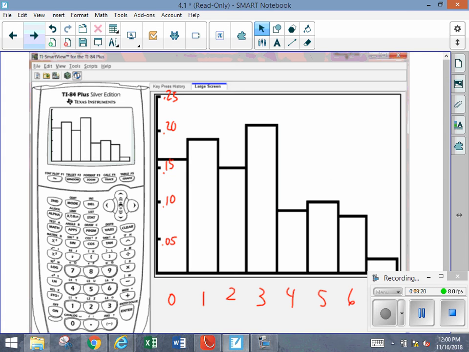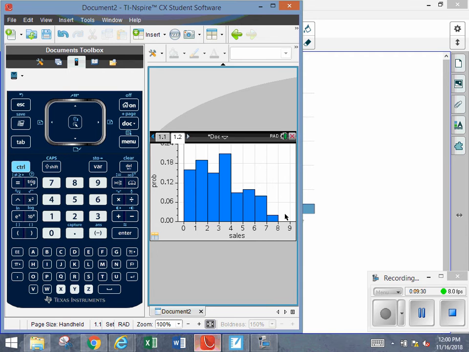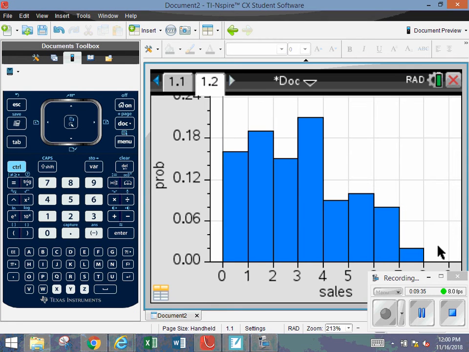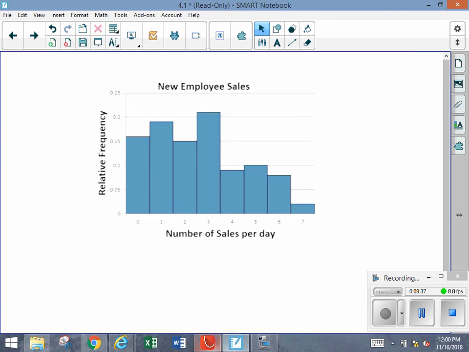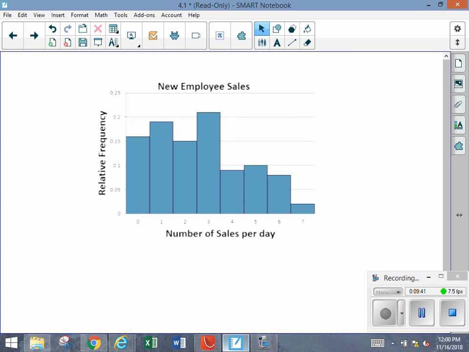All right, and that is all how to do that on a TI-84. Well, look at that. Does our graph look like that? Pretty much. Let's see. Looks good, huh?